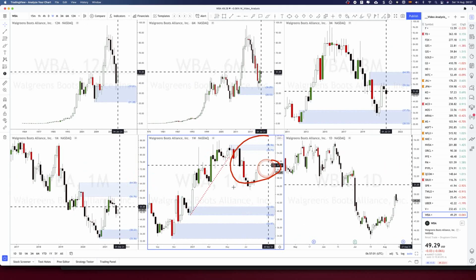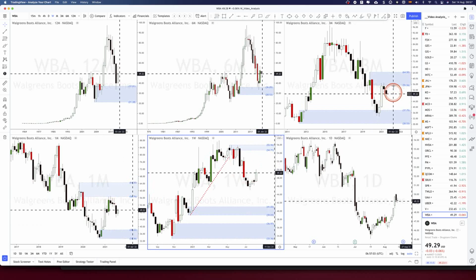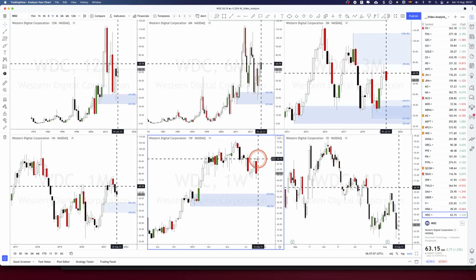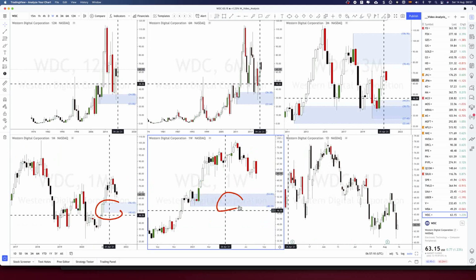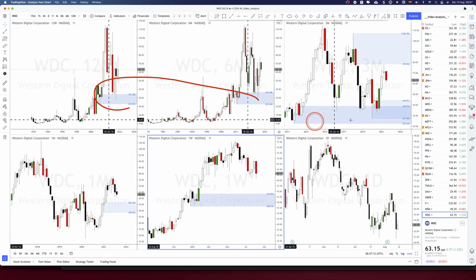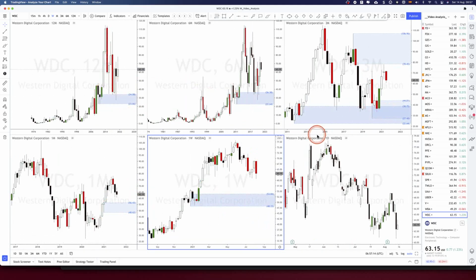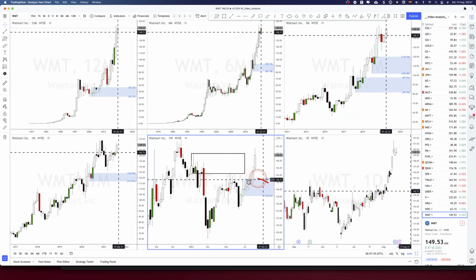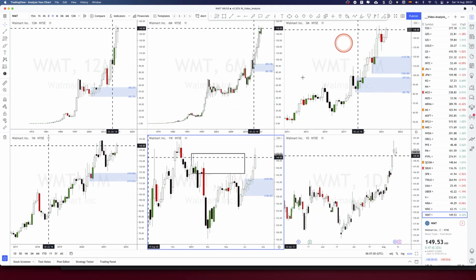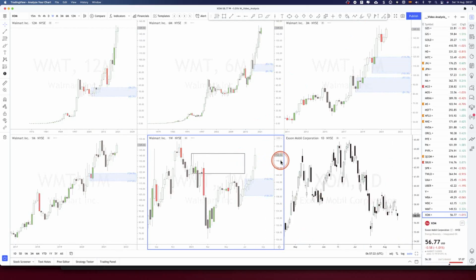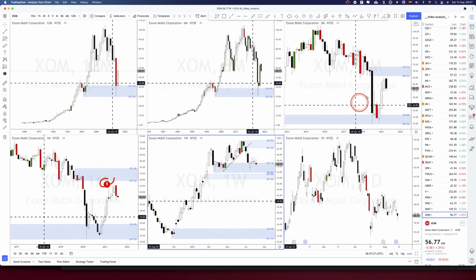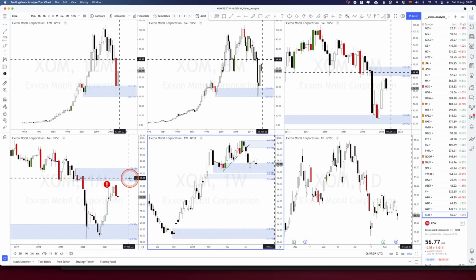Walgreens, weekly out of alignment with monthly supply in control, 3 month supply in control, doing nothing. Western Digital, WDC, trying to reach the monthly and the weekly demand levels with the support of bigger time frame demand levels. So waiting. Walmart, new level of demand on the weekly with an uptrend, expecting all-time highs to be broken. ExxonMobil, weekly out of alignment, very high in the monthly and the 3 months, doing nothing.